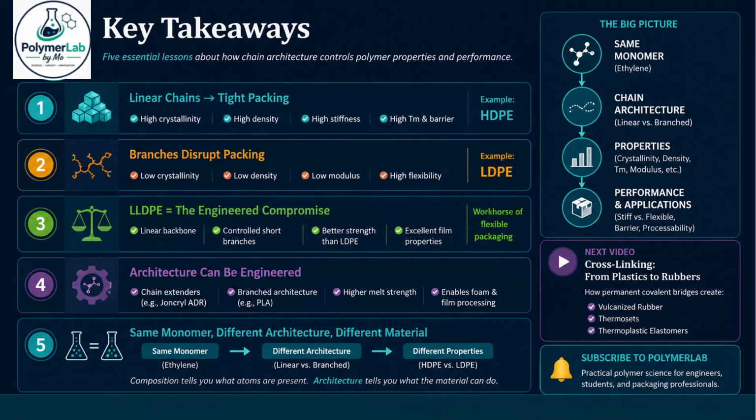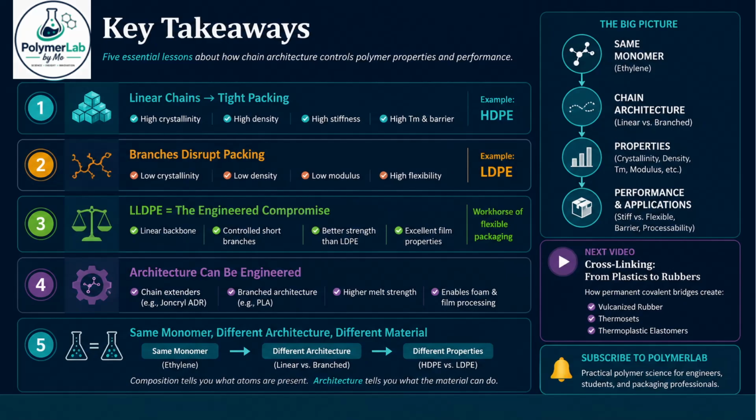4. Architecture can be engineered after polymerization. Chain extenders like Joncryl convert low molecular weight linear PLA into a branched, high melt strength material suitable for foaming and film blowing.